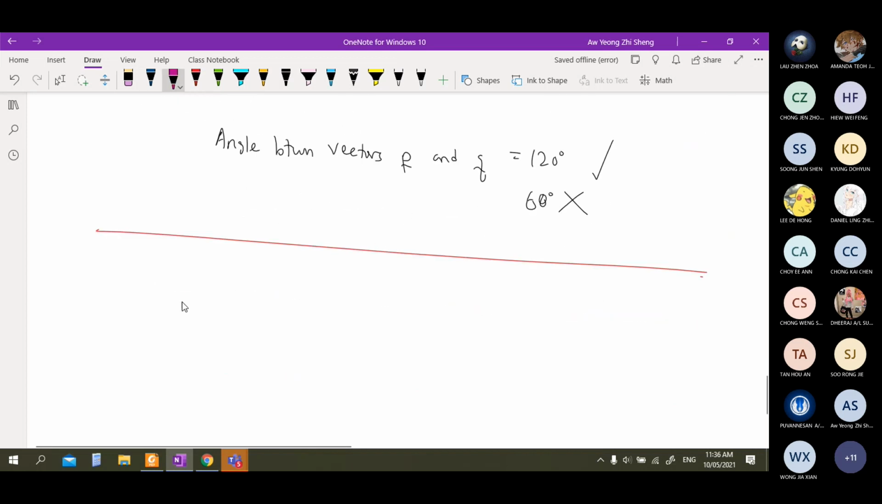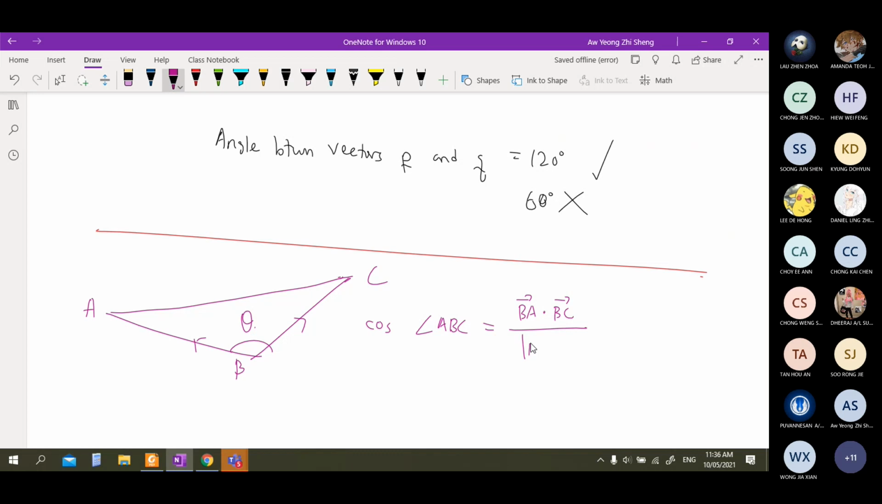Same goes for the case where, for example, you have a triangle in some diagram. Let's say this is A, this is B, this is C, and they want to find this angle theta here. Even if you don't have the diagram, if they ask for angle ABC, you take cos of angle ABC equals BA dot BC divided by the length of BA followed by the length of BC. If at the end your angle ABC happens to be obtuse, we just leave it.